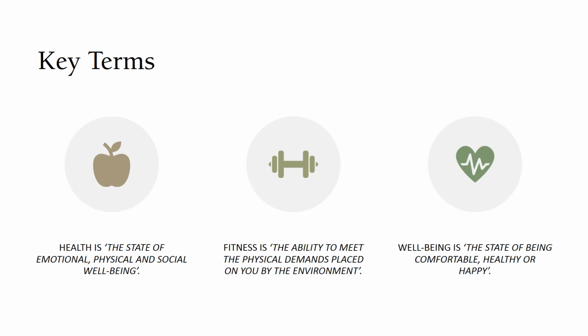So here are some key terms from our title: health, fitness and well-being. They're a definition of what each one of those is. So health: the state of emotional, physical and social well-being. A lot of people think health is just about not being ill. Okay, it's not just the absence of illness, it's looking at our emotional well-being, our physical well-being and our social well-being. Three categories that are really important, particularly at the moment in the current climate, to focus on.